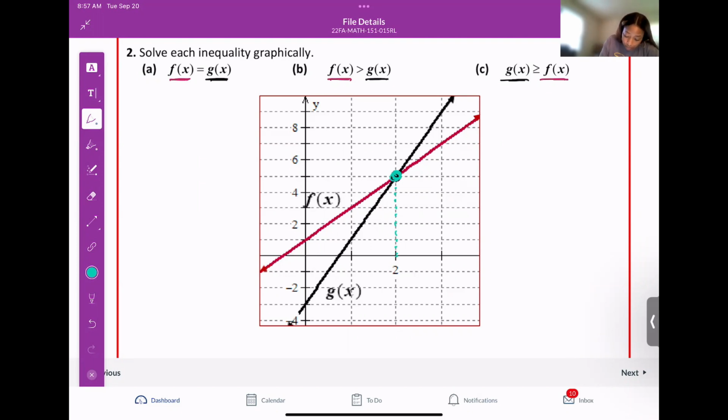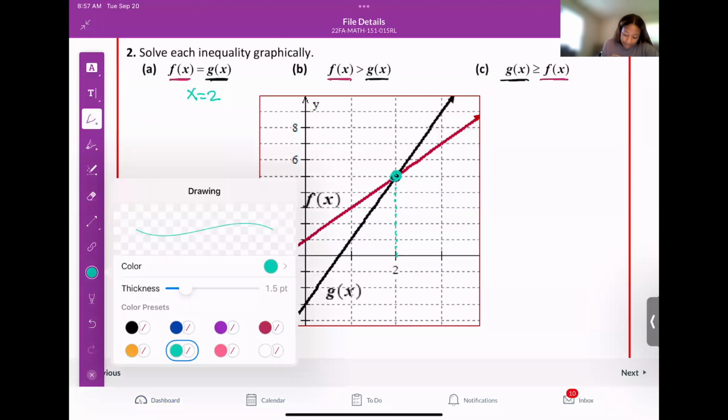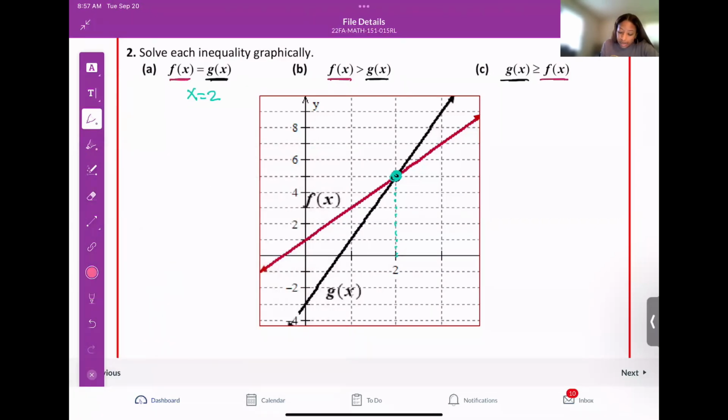Our solution for part A would be x equals 2. That's it. We're just finding the intersection point when they're equal to each other. We get more interesting solutions when we look at parts B and C. Part B is asking, what color should we use? Let's go pink. When is f of x greater than g of x? So f of x is the red line, g of x is the black line. When is the red line greater than the black line? We see that that's happening all over here.